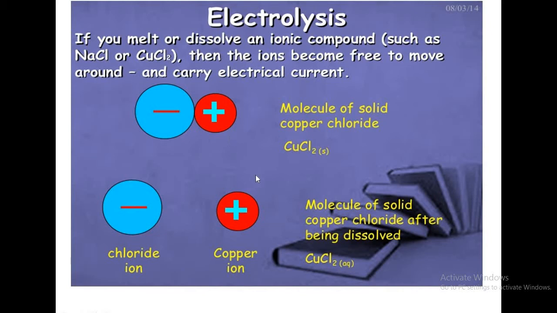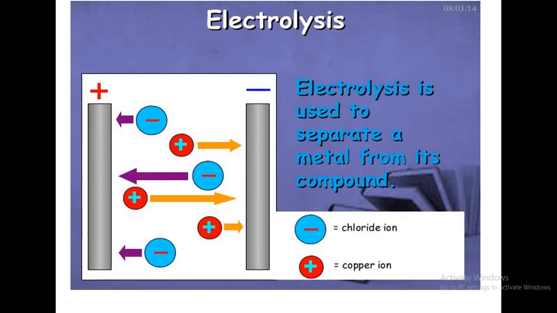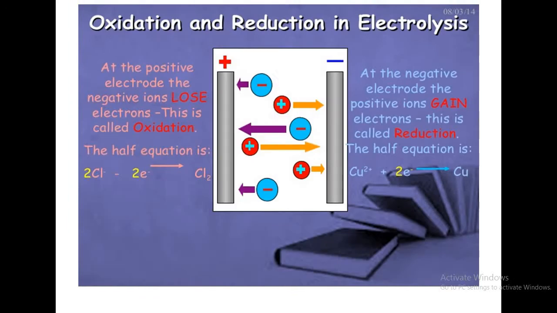move. But in the case of the aqueous or the molten form, after being dissolved, what happens? The ions become free to move. So once the ions are free, they can move to their respective electrodes to gain or lose electrons and can oxidize or reduce. I'm coming back to the slide after explaining the oxidation and reduction.